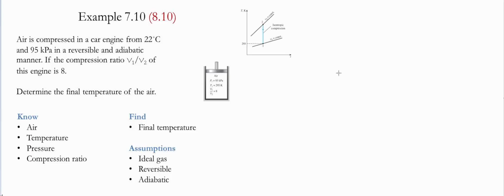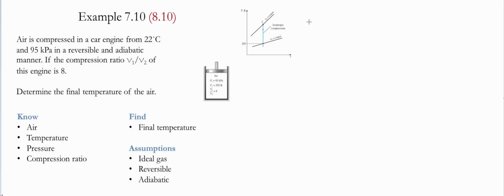This is the TS diagram for this process. We start at an initial temperature of 295, and then we compress isentropically until we reach a value of temperature 2. Notice that we could treat this to be an isentropic process since it's both reversible and adiabatic.